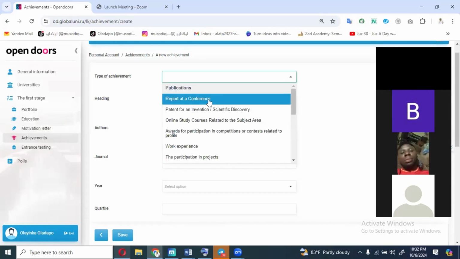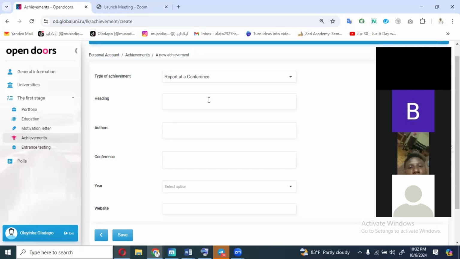If you have a report at a conference, this doesn't limit you to online. It can either be online, face-to-face, or even regular. If you have attended any conference that is educational, it doesn't even matter if it's unrelated to your course. If you have attended any local or international conference, whether physical or online, please ensure that you put in as much as you can.